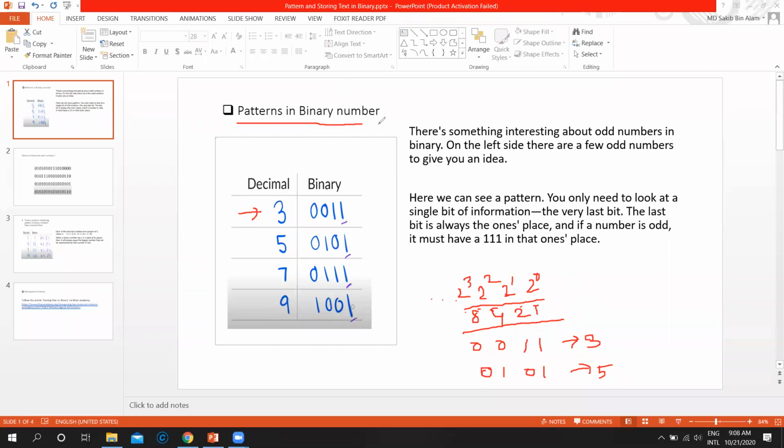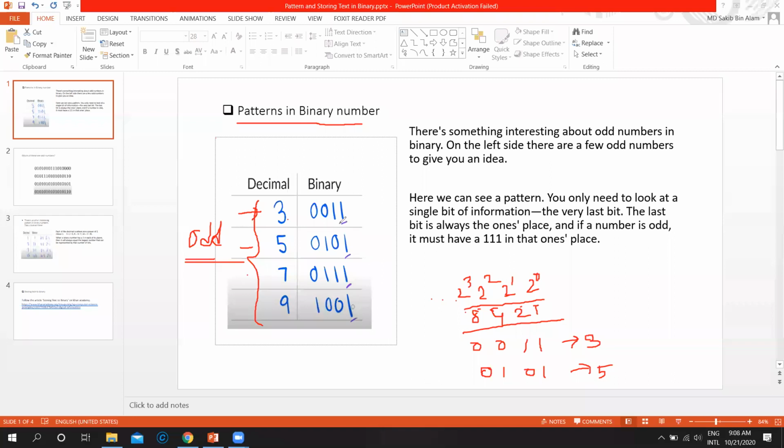Like we have some numbers. 3, its binary is 0011. 5, its binary is 0101. 7, its binary is 0111. 9, 1001. If you see the binary patterns carefully, the first thing is that all of these decimal numbers are odd numbers. I hope you know what is odd and even. This is a decimal number, and if you see their binary conversion, you will find a pattern here.